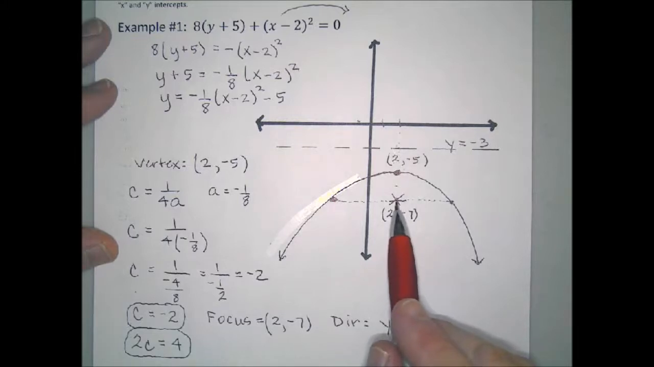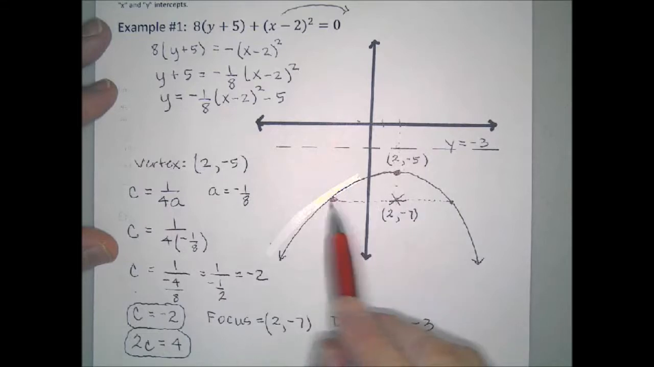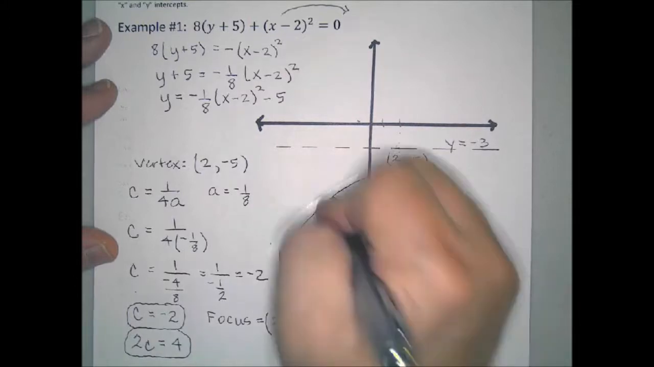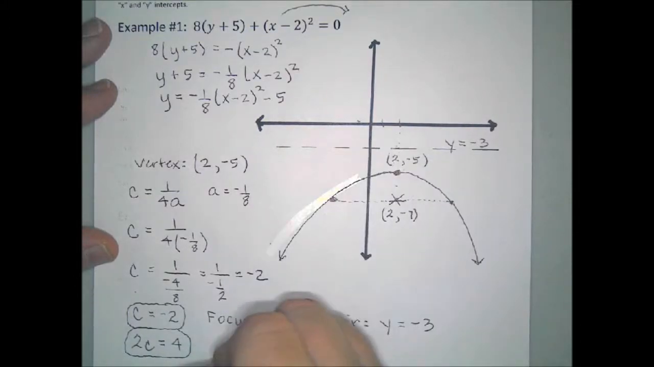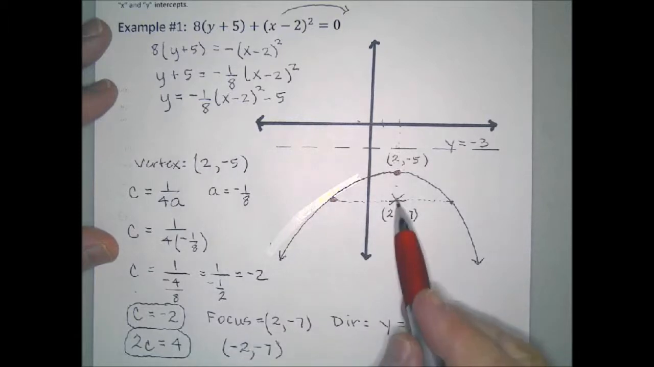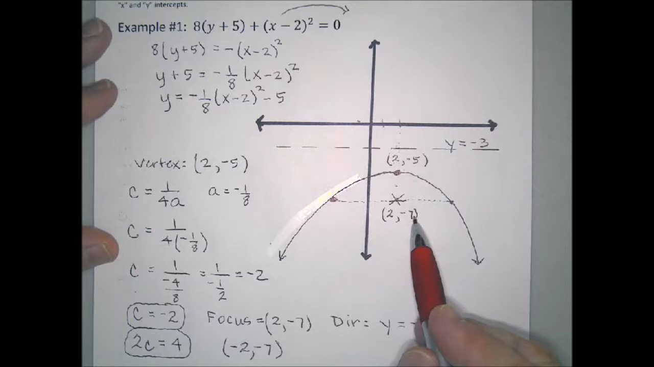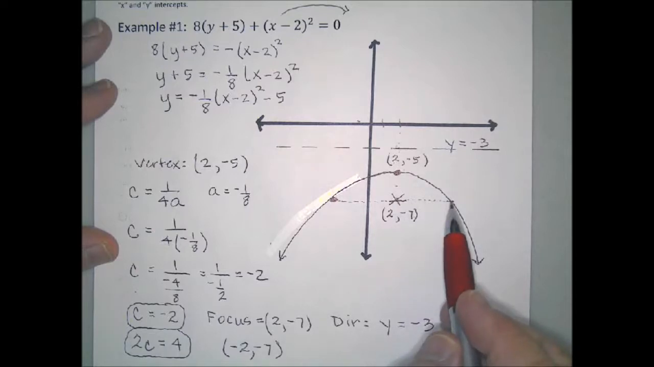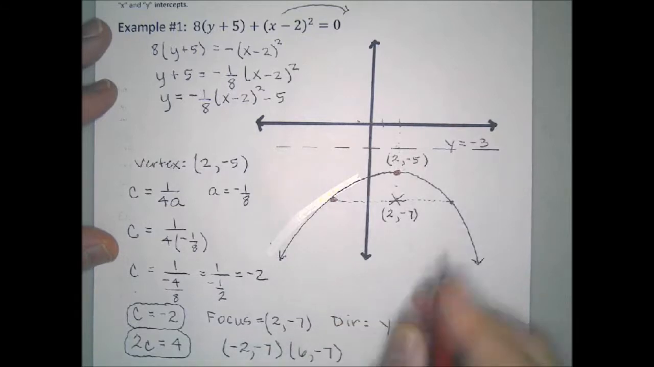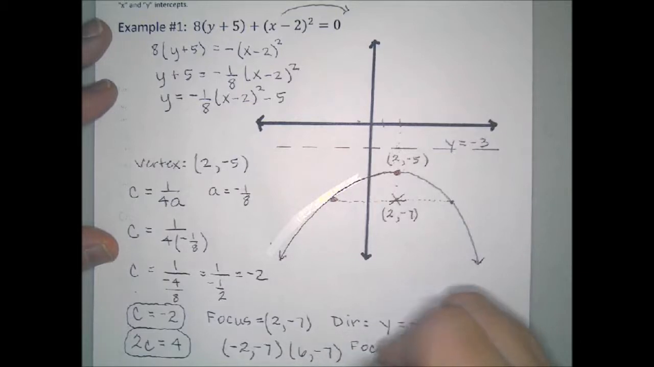So if I was at 2, negative 7, and I went 4 units to the left, when I travel left and right, it's the x coordinate that changes. So if I'm at 2 and I go 4 units to the left, I'm now at negative 2, negative 7. The y unit doesn't change. Now, if I'm at 2, negative 7, and I travel 4 units to the right, I'm now at 6, negative 7. So those would be my focal chord endpoints.